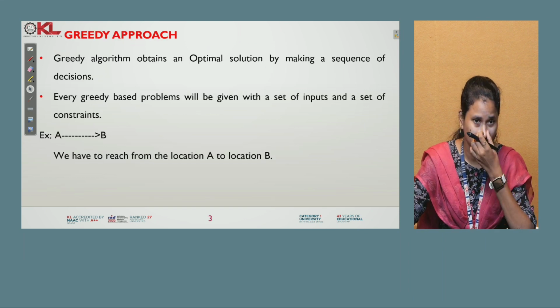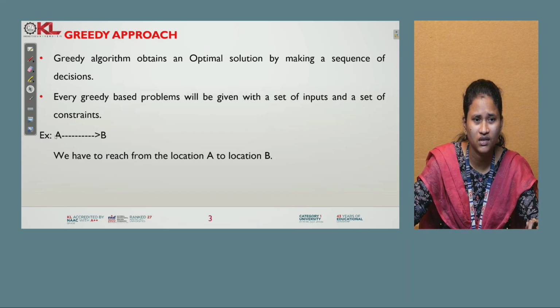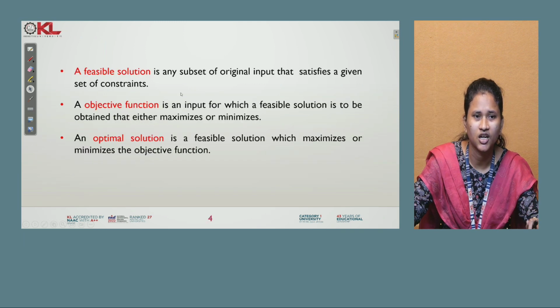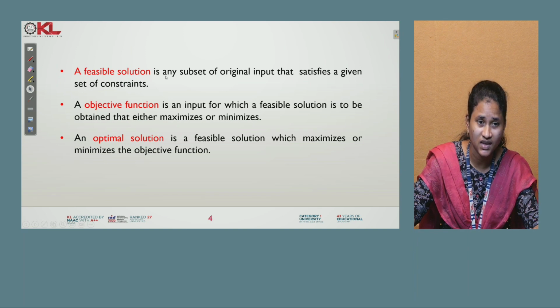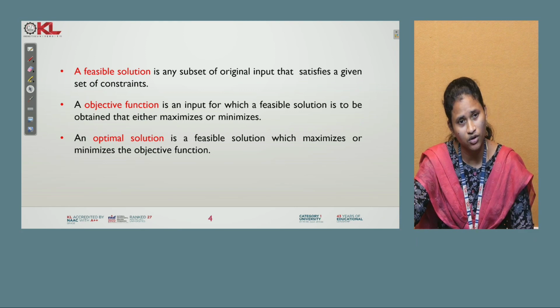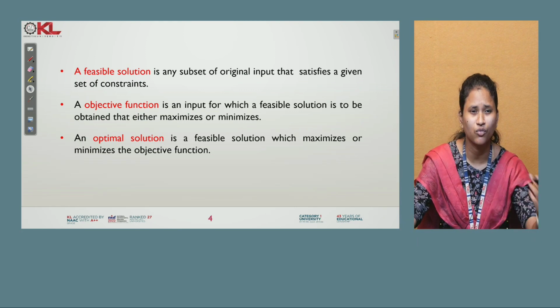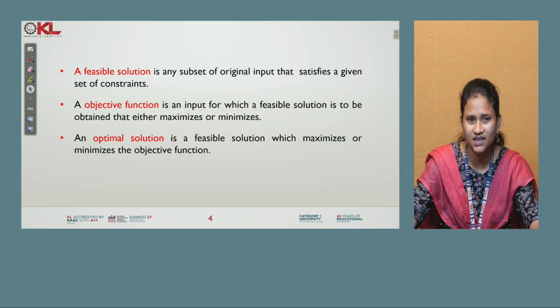So the greedy approach. This is the example we have taken from A to B, where we have to travel, which we have already seen. Then the terminology: what is a feasible solution, what is the objective function, and what is the optimal solution. A feasible solution, as I just explained, is a solution which satisfies the given set of constraints. For a given problem, we have one feasible solution or more feasible solutions. So we can say that the optimization solution is one of the feasible solutions.